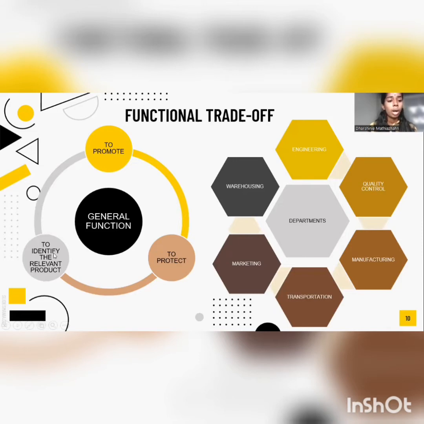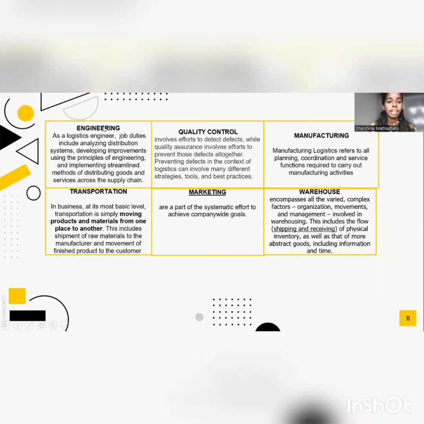General function is to identify the relevant products, to promote and to protect. When it comes to departments, there are six departments: engineering, quality control, manufacturing, transportation, marketing, and warehouse. Okay, we go into more detail regarding this. Engineering: a logistics engineer's joint duties include analyzing distribution system development improvements, using the principles of engineering and implementing streamlined methods of distributing goods and services across the supply chain.